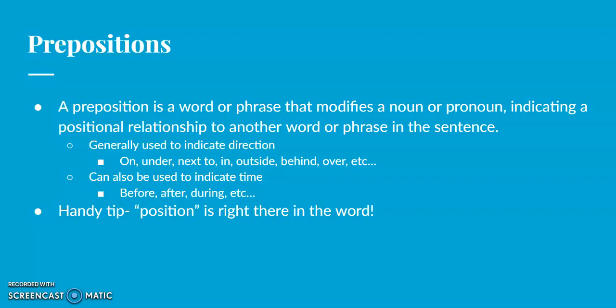I tend to get mixed up between prepositions and predicates since they both start with the same sounds, but an easy way to remember the difference is that position is right there in the word for prepositions. In most ways, prepositions function like adjectives and adverbs in the sentence, depending on how they're being used. That will come in handy when we get to subjects, objects, and predicates later on.